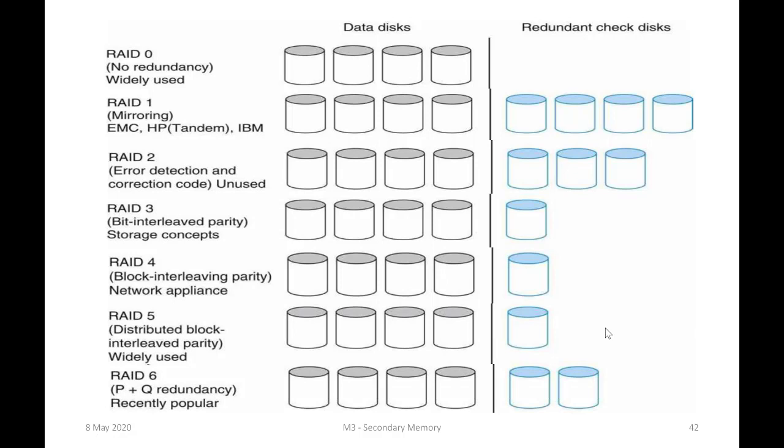RAID 6 is where we have a checksum feature along with parity. Accordingly, we need 2 extra disks to store the parity and checksum features along with our 4 disks of data. So let's look at each of these levels a little more in detail.